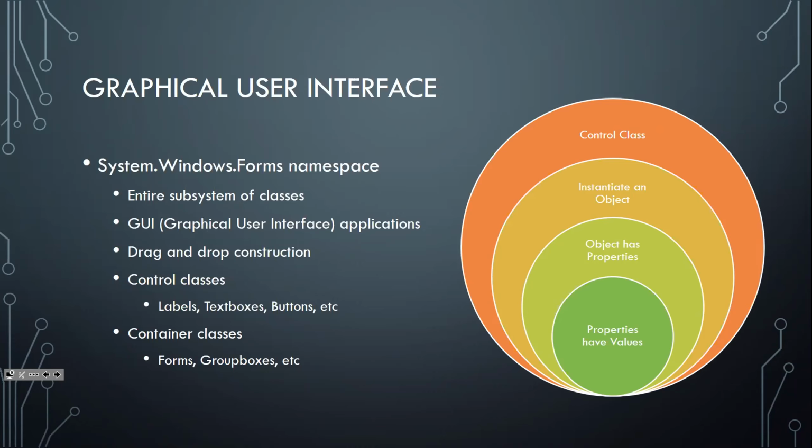So we start out saying we have a control class, like a label. For that label, we're going to instantiate an object, an instance of a label on our form, right? Now we can see it. That object is going to have properties, like the .Text property that we were able to put data into, and the BackColor property. And each of those properties have values. So we can change the property value so that we can change the way things look, work, and feel.